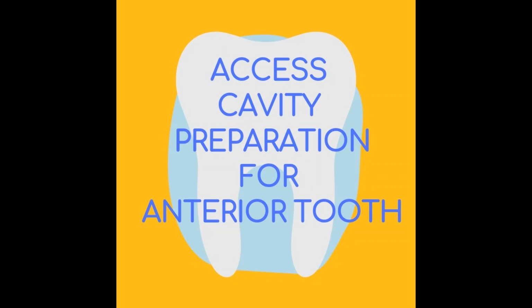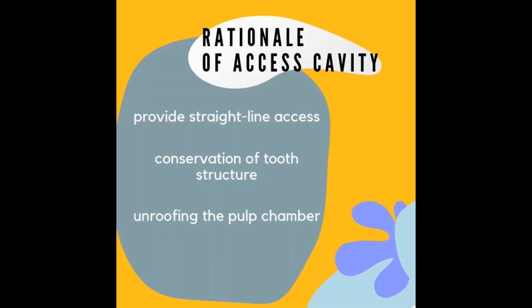Assess cavity preparation for anterior tooth. 1. Rationale of assess cavity. Provide straight line access, conservation of tooth structure, and unroofing the pulp chamber.